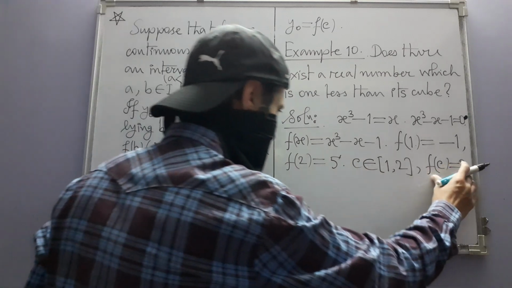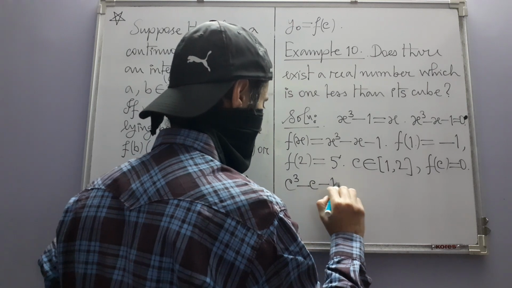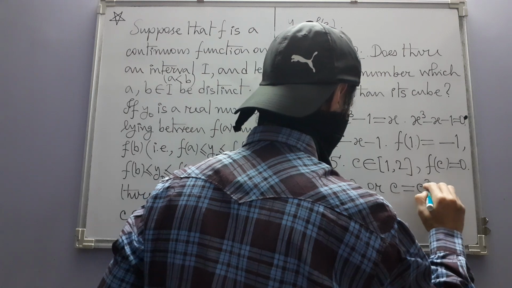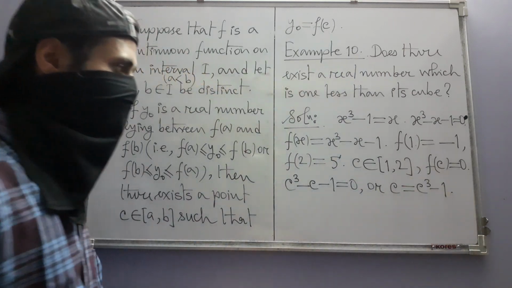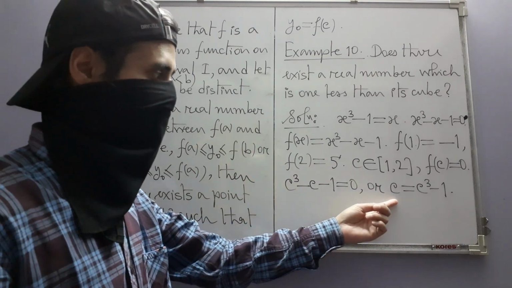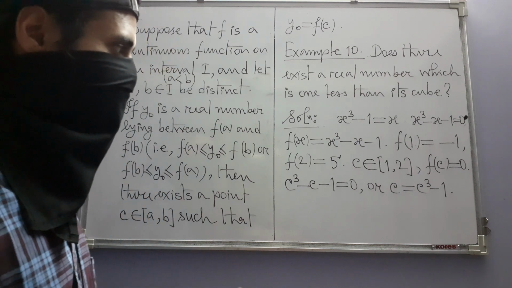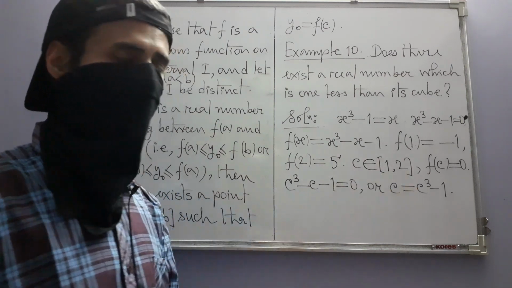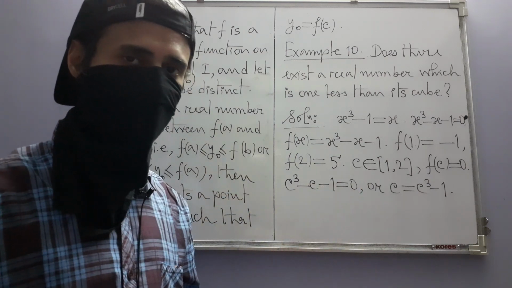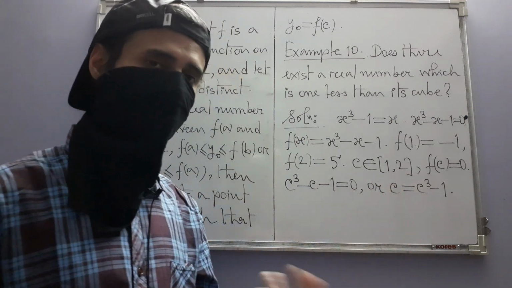But what does this mean? It means that c cube minus c minus 1 is equal to 0, or c is equal to c cube minus 1. So this way we have shown that there does exist at least one real number which is equal to 1 less than its own cube. Something else also, we have found such a number here in this interval. Note that it does not say what that number is, it just says there is one. And sometimes this alone can tell you many things.